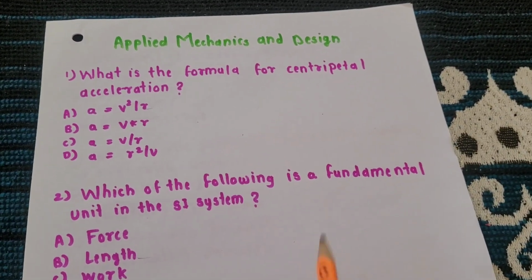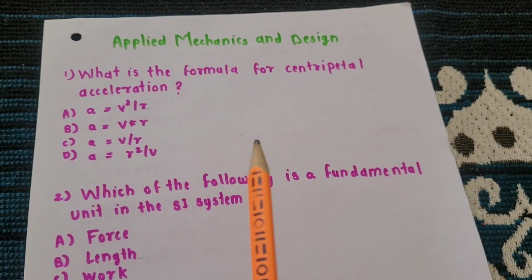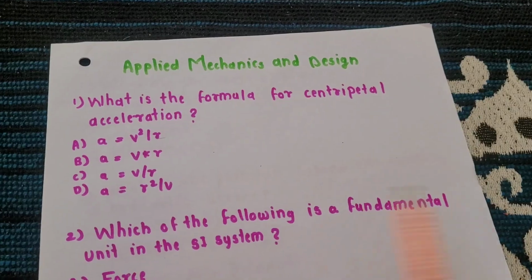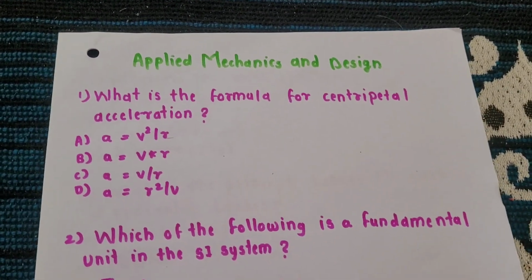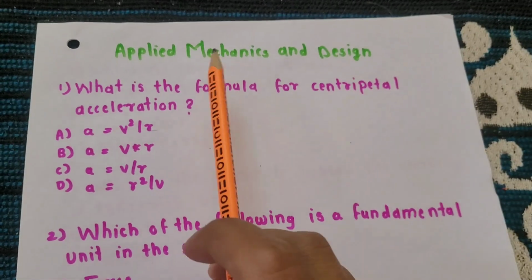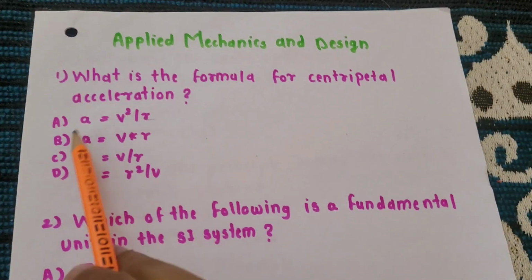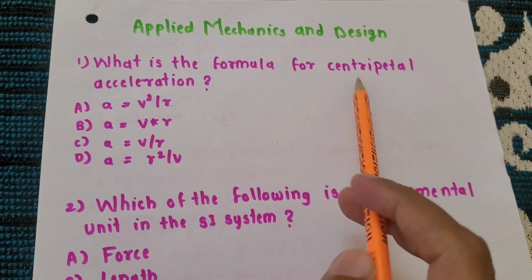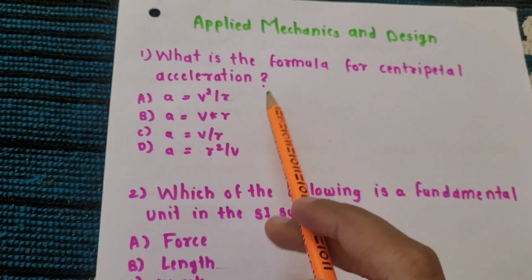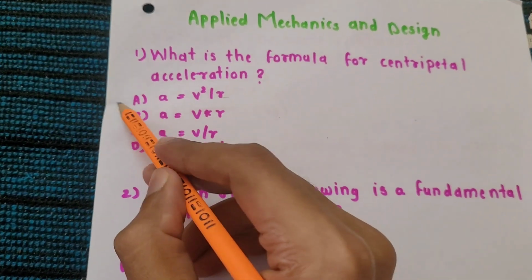So here are some sample questions on applied mechanics and design. First question: what is the formula for centripetal acceleration? These are the four options. If you know the direct formula, centripetal acceleration is acceleration equal to v square by r. So the correct option is A.